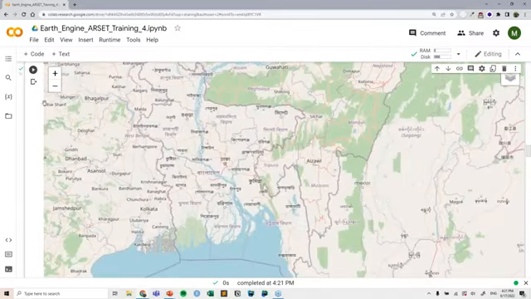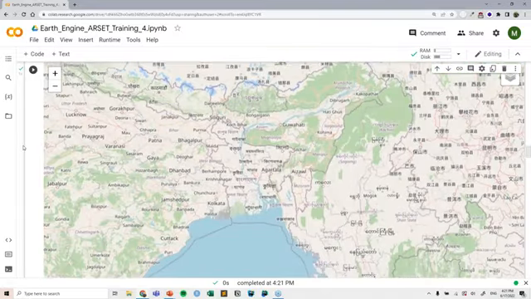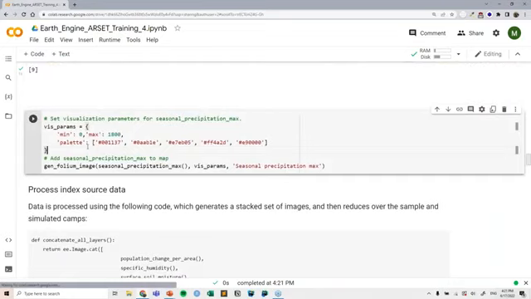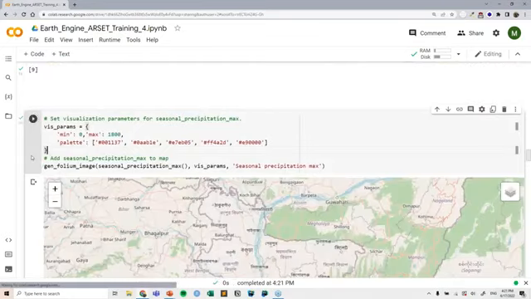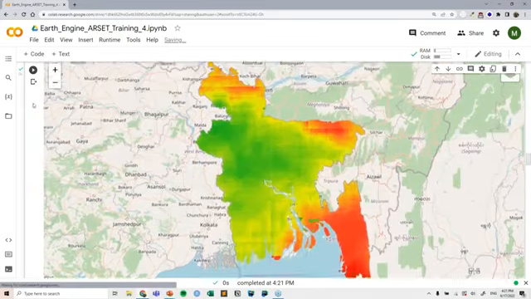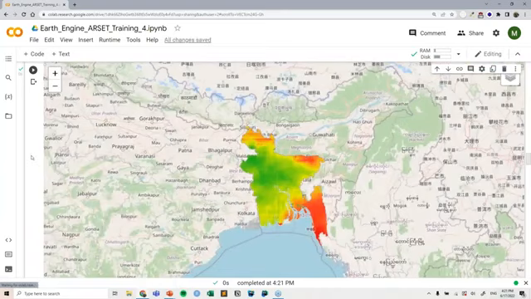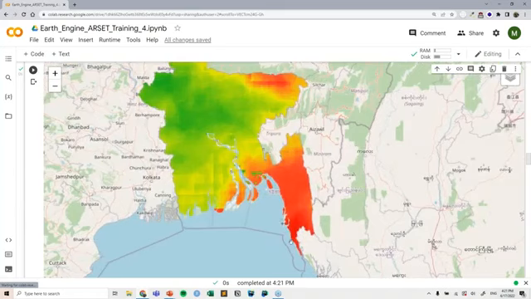And because this is a relatively large layer to load in, it will take a second. And so we can go to the seasonal CHIRPS information. So you'll see here is a seasonal precipitation max layer, which is imposed on the country of Bangladesh and clipped to the border as we described above.